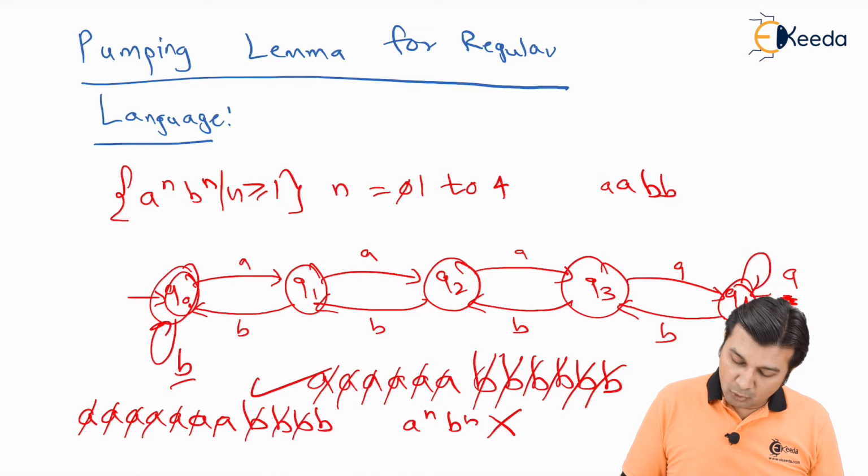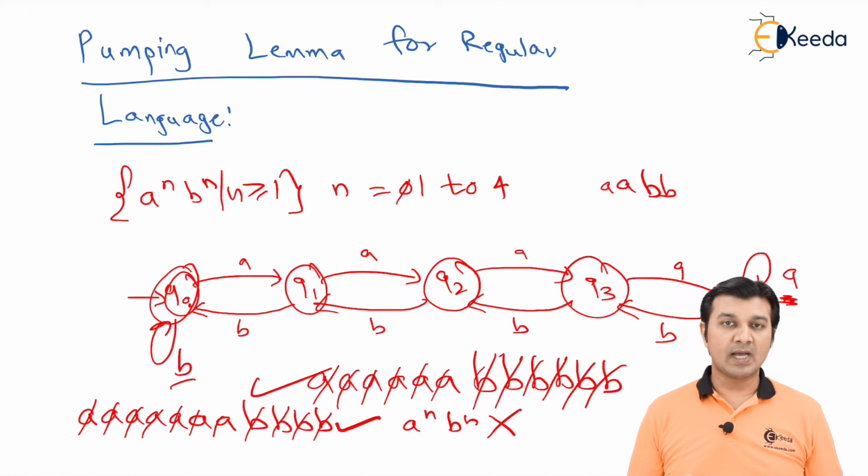Then for the 4 b's, my q4 comes back to q0 and it is accepting this input, which ideally it should not. So we have found a drawback over here, that my regular language cannot be designed using the finite automata. So for such type of language or such type of problems which are not capable of being designed using finite automata, we have to go for the next machine which we have already studied, called as push down automata.